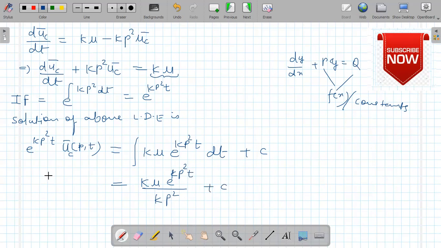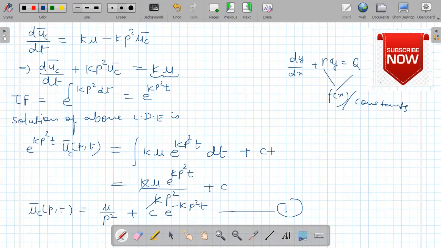So the value of uc bar p comma t is mu over p square. This exponential will cancel with this, and plus c multiplied with e raised to minus kp square t. Mark this as equation number 1.